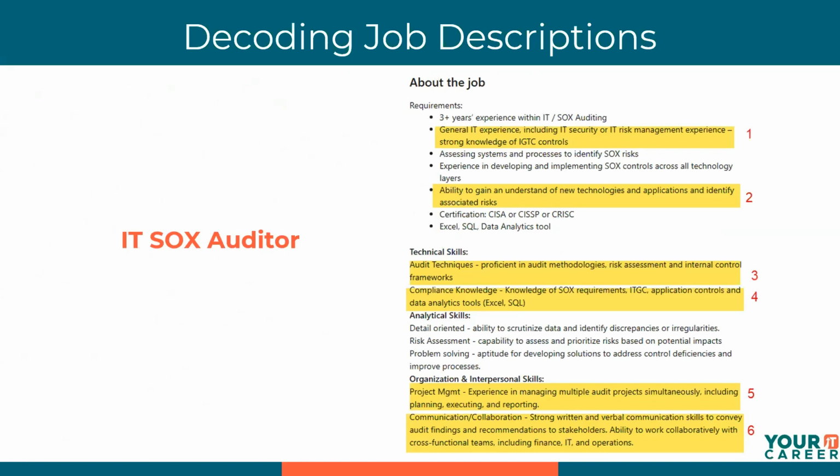So the first role that I pulled up was an IT SOX auditor. Again, our focus in our program is IT, cybersecurity audit, and compliance, so I would be selecting those job titles. Here, I don't want you to try and read everything now. We'll take a look at this in a bit. But here you'll see the job description says a little bit about the job and what the requirements are. So this is essentially saying these are the things that we need this person to have. We want the person to meet these requirements. I've highlighted two that we're going to talk about in a minute. And then you can see below that they list technical skills, analytical skills, organization, and interpersonal skills.